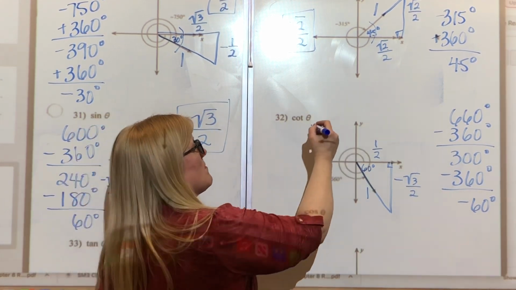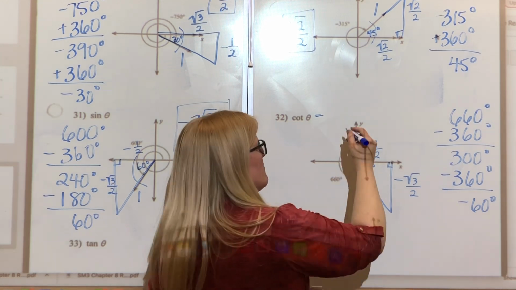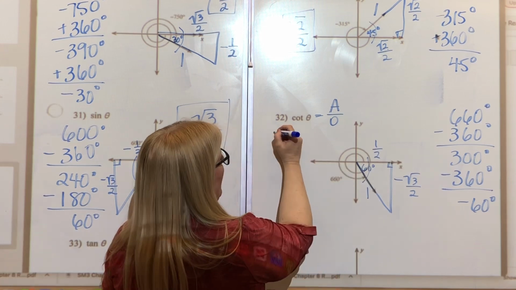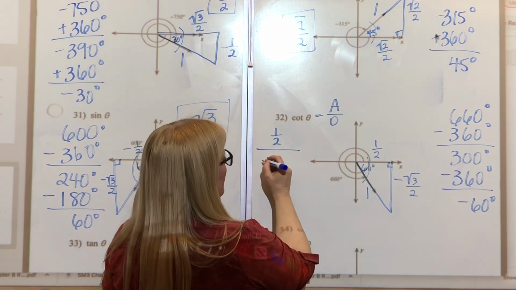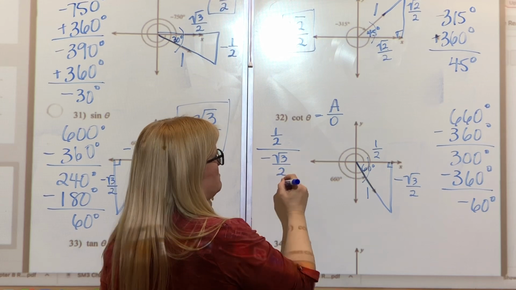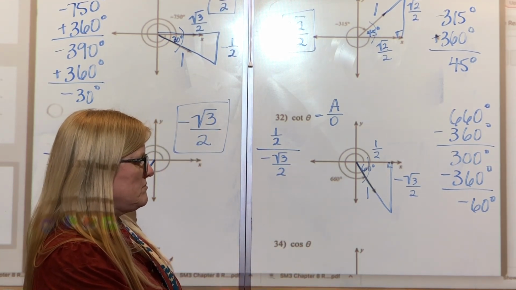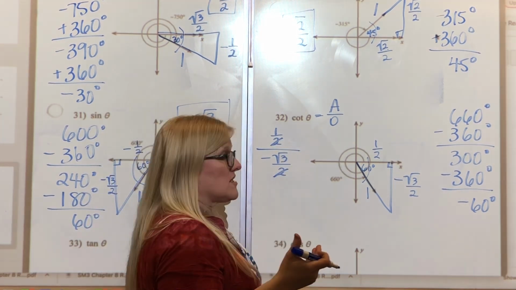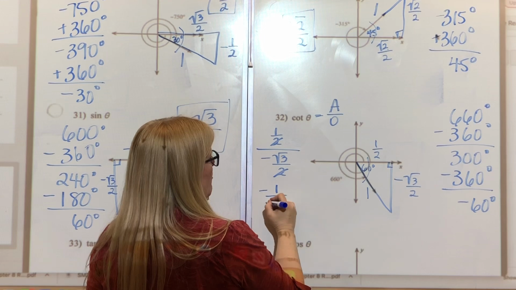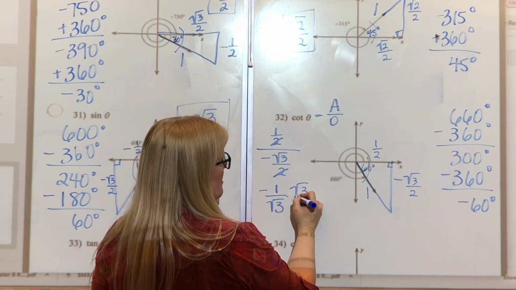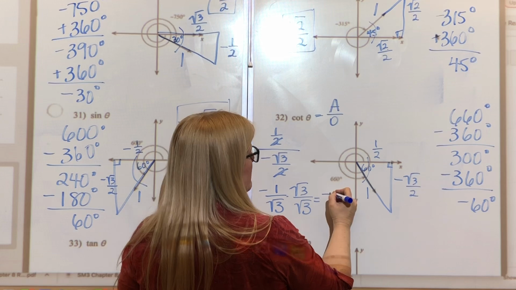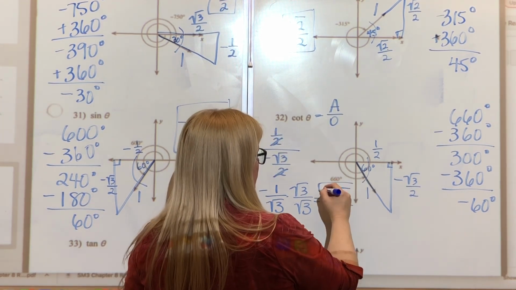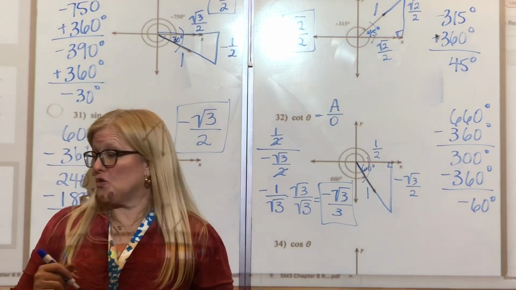And we want cotangent. Remember that it's not TOA, it's the opposite of that. So adjacent over opposite is going to be 1/2 divided by negative root 3 over 2. Okay, the 2's cancel, because if I keep change flip, they'll cancel out. I'm left with negative 1 over root 3, and I need to get rid of that radical, so I end up with negative root 3 over 3. Okay, last two.